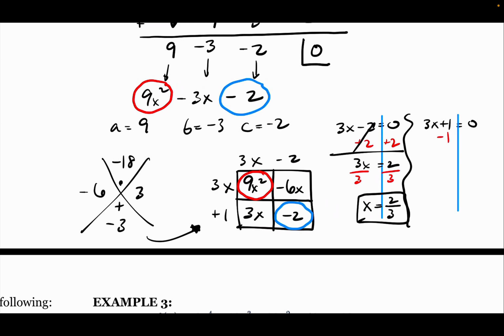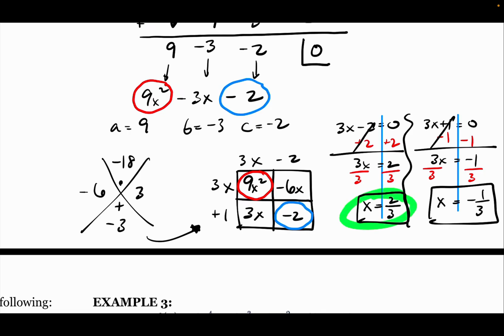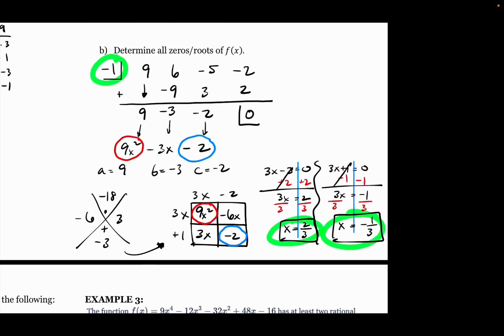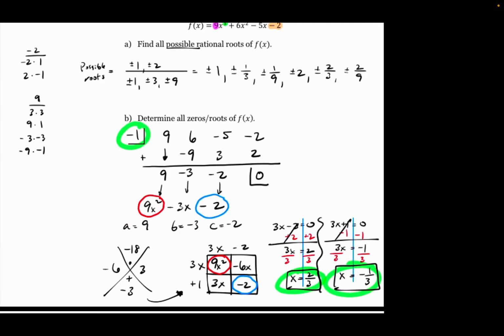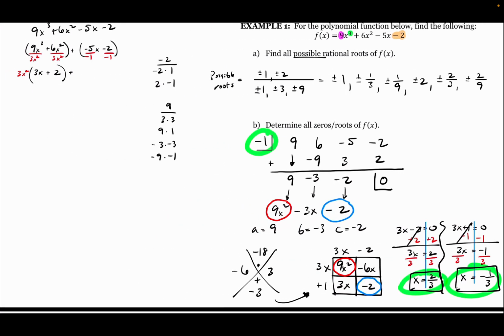The other one, I'm going to subtract 1 from both sides. Divide by 3, divide by 3. -1/3. So those are my last two answers. So now, altogether, I have 3 answers, which I said from the beginning I was going to have.